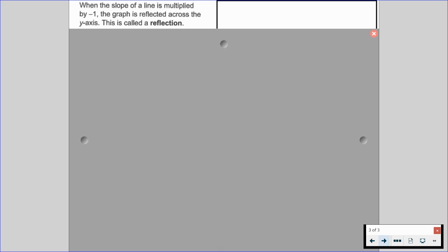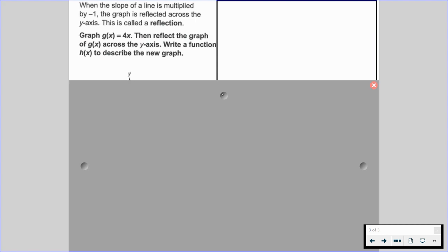Okay, so we talked about 2 transformations so far. We talked about translation, which is just like shifting. We talked about rotation, which is just turning. Now we're going to talk about reflection. So when the slope of a line is multiplied by -1, the graph is reflected across the y-axis. This is called a reflection.